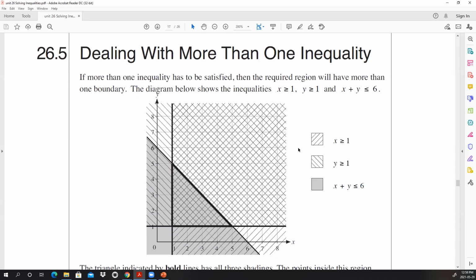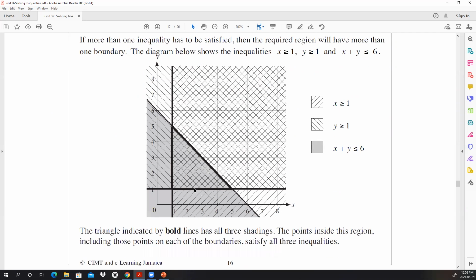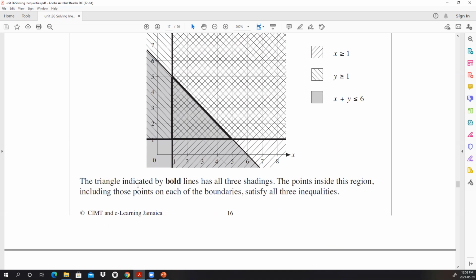x is greater than or equal to 1. So x is greater than or equal to 1 is over here, in this direction. Not x, y is greater than or equal to 1 is above here. And then you have x plus y less than or equal to 6, and it's over this section. So the triangle indicated by bold lines has 3 shadings. The points inside this region, including those points on each of the boundaries, satisfy all three inequalities. Very important here.